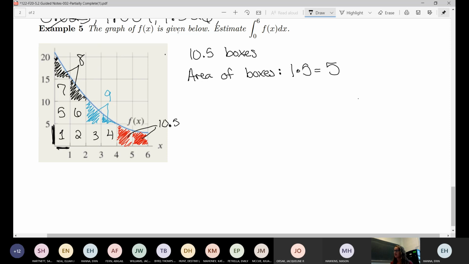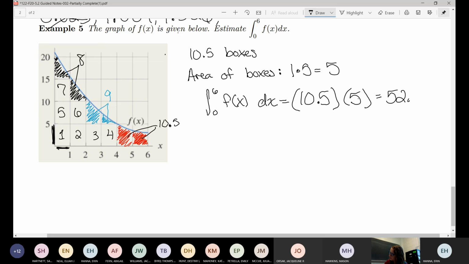Each box technically counts for 5 units. So if we wanted to estimate this integral, it's essentially the number of boxes you just counted times the area of each box. So we could say that the integral is most likely approximately around 52.5.